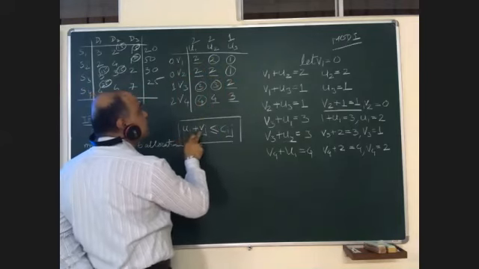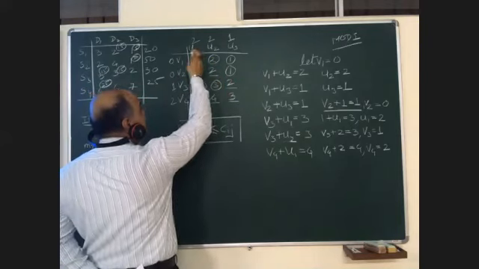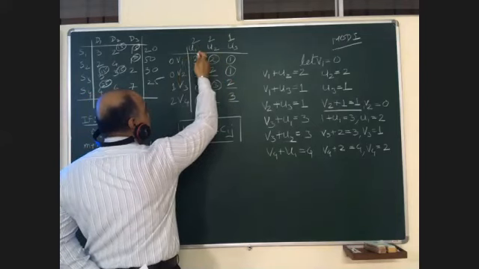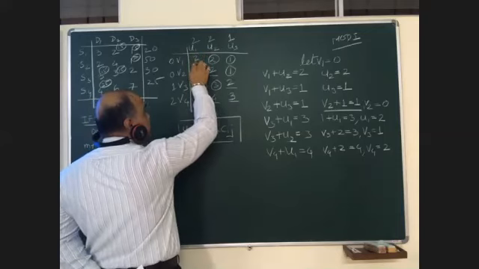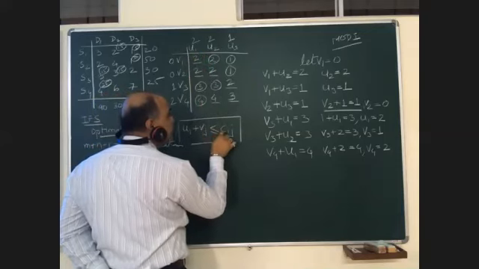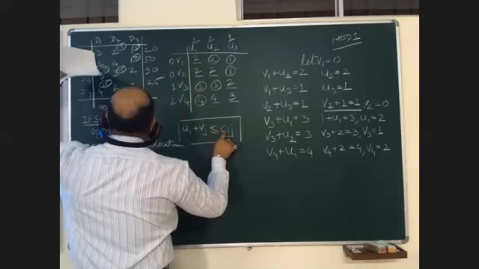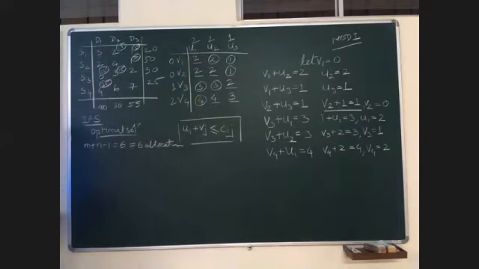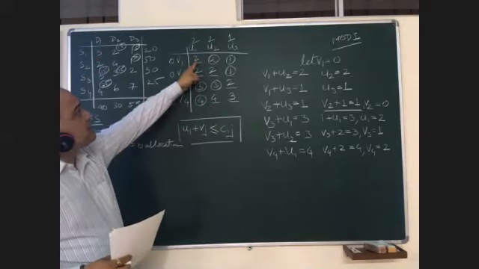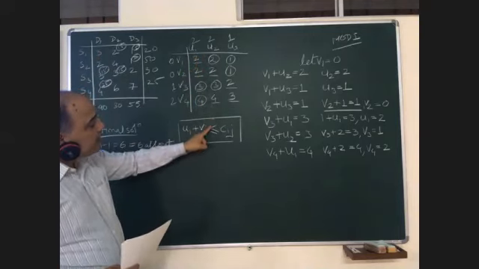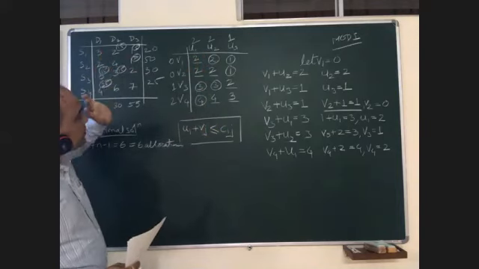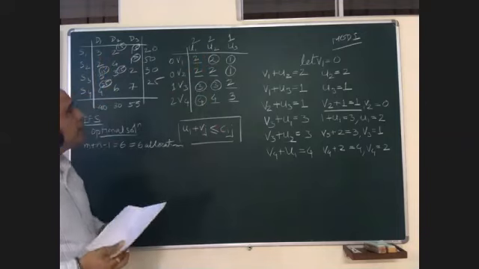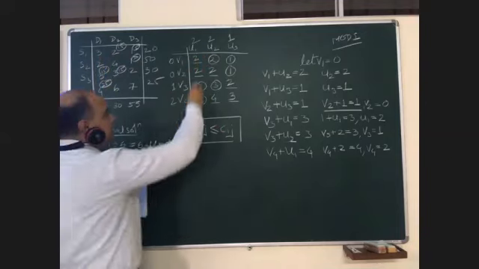Now what is ui vj? This one, ui plus vj should be less than or equal to the original cost. Original cost is shown in this matrix. See, ui plus vj at this place is 2. 2 should be less than or equal to 3. The condition is satisfied? Yes or no? Yes. So I'll put a small tick.